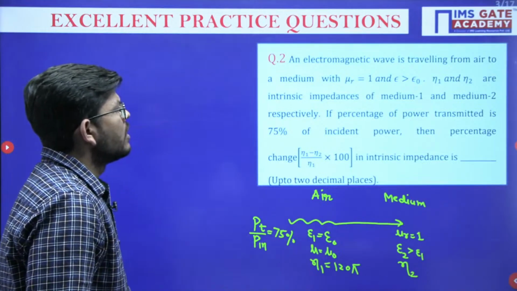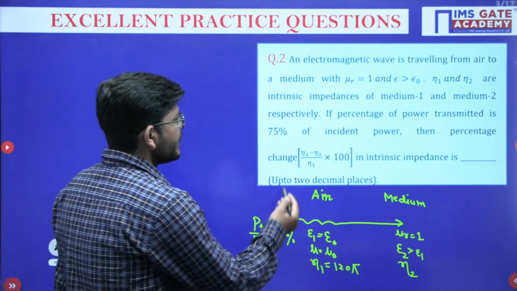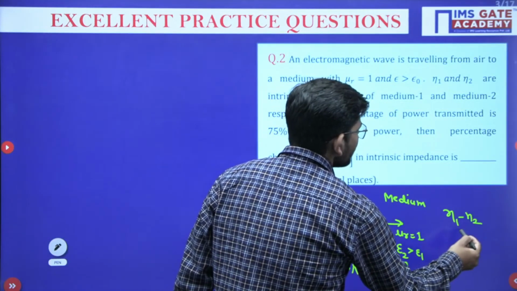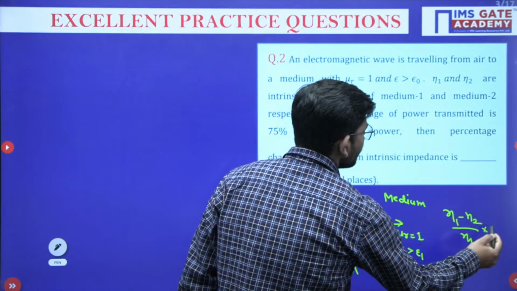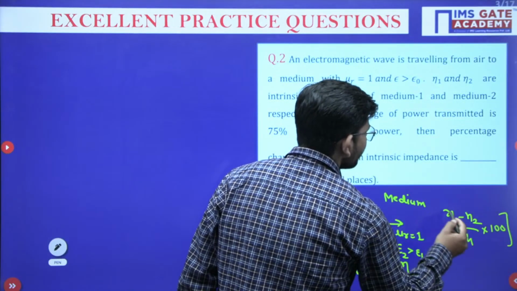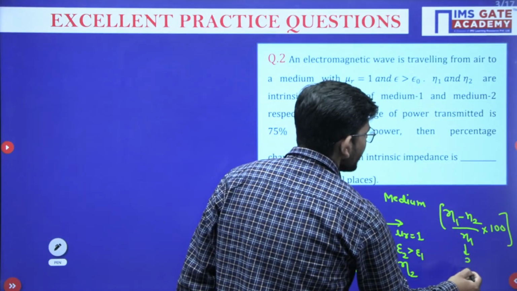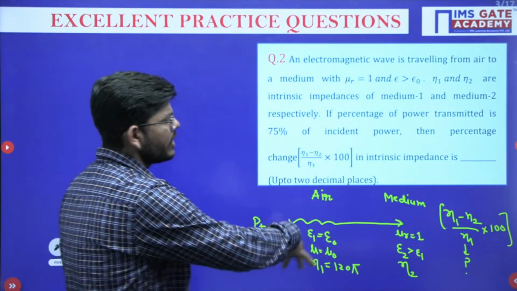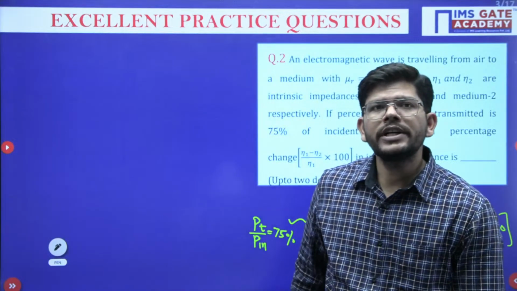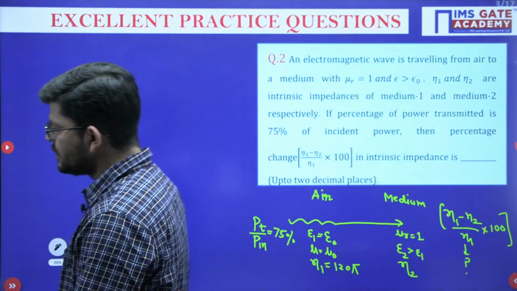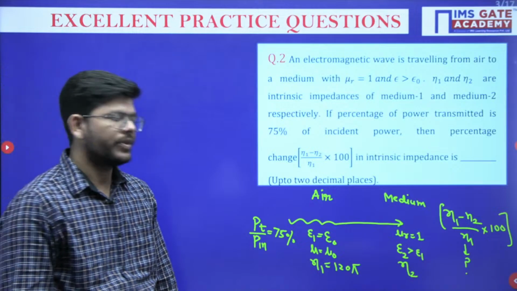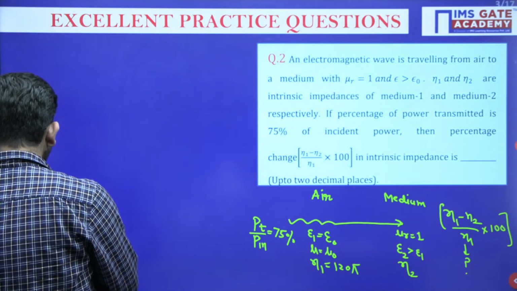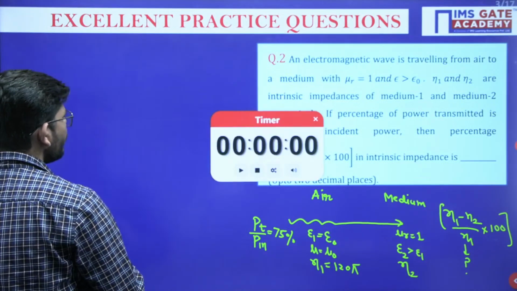Then we have to find the percentage change, that is, the value of neta 1 minus neta 2 divided by neta 1 into 100. So what will be the value of this factor? This is what we have to determine. This particular data is given to us, and now we have to determine what this particular ratio could be. So again I am giving you 2 minutes for this question.